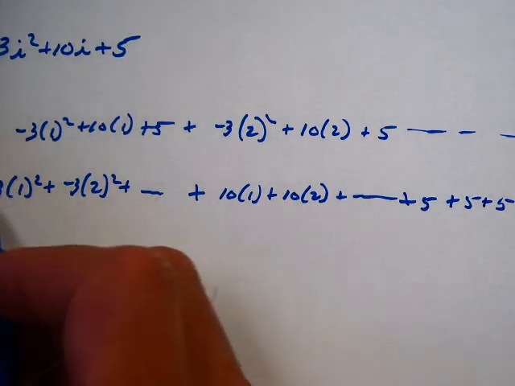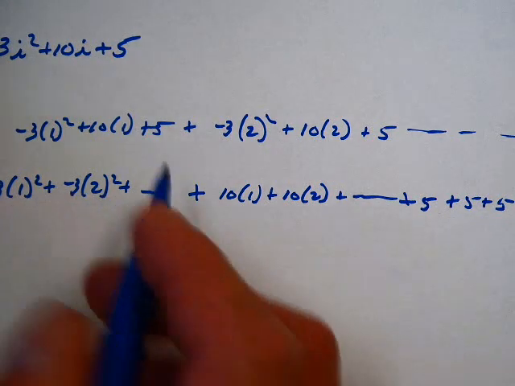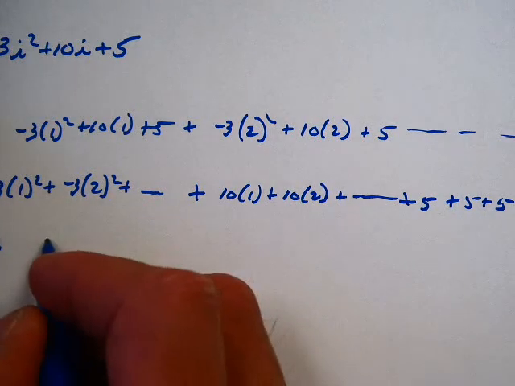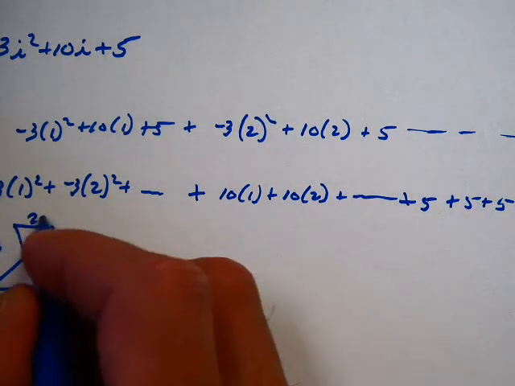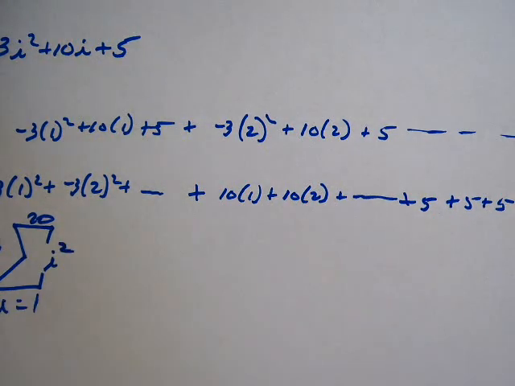So what do you notice on each one of these terms? Take out a negative 3. And then can I rewrite what's left over as a summation? i equals 1 to 20 of i squared.